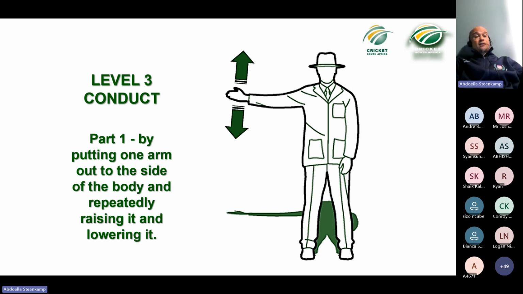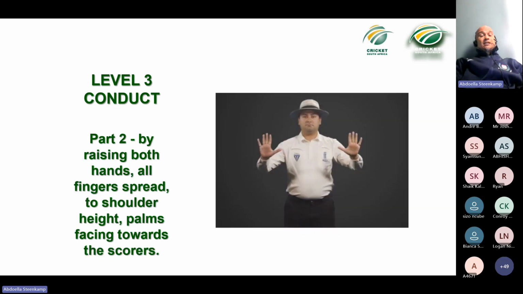But the second signal, there's a difference between level 3 and level 4. So the second signal, if there's a level 3 conduct, is by raising both hands, fingers spread, palms facing towards the scorers. This is the second signal for level 3 conduct. So just to confirm, there are 2 signals for level 3 conduct. The first one is the arm to the side of your body and lift it up and down. And your second signal is palms facing the scorers, fingers spread, and palms below shoulder height.